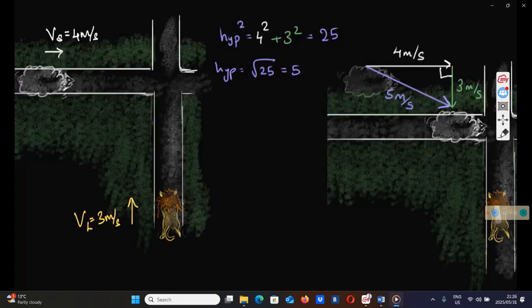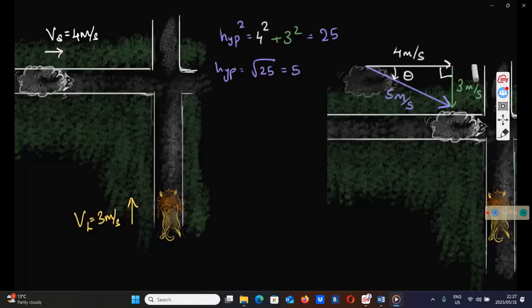This means that the lion sees the sheep traveling 5 meters this way in 1 second. In other words, the relative velocity of the sheep, as seen from the lion's perspective, is 5 meters per second this way. Alright, now since we're talking about velocity, it's not just the magnitude, we also want to calculate the direction. I mean, we understand the direction is this way, but what exactly is this direction? So we can answer that by calculating the angle. So let's calculate this angle, for example. How much is this angle?